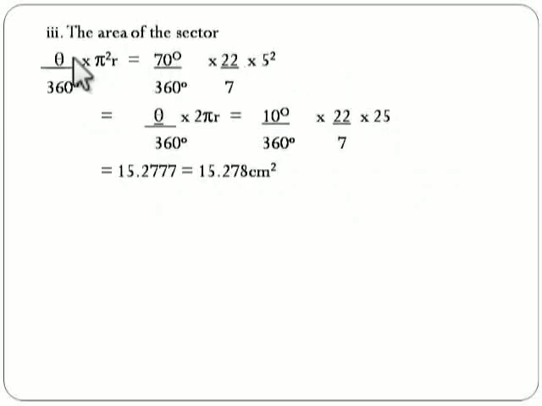Answer for question number 3, the area of the sector. Good. So for area of a sector, we are maintaining the 70 degrees because it is a part of the 360. Good. Then you're going to get this, 15.278 centimeters square.